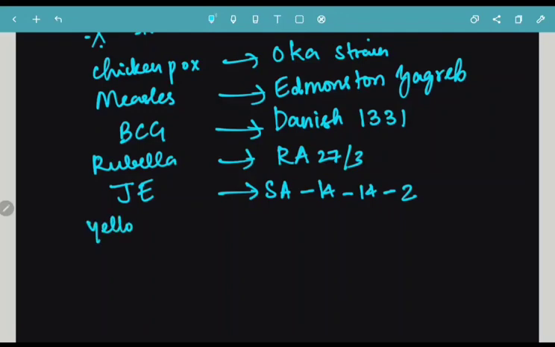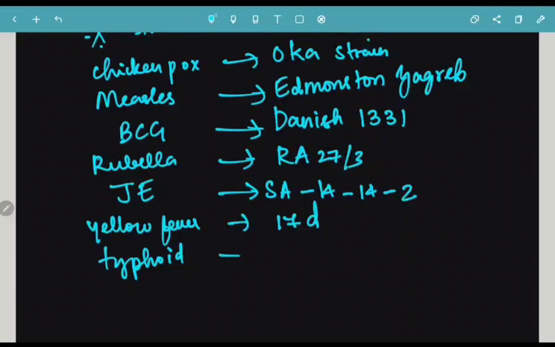Then in yellow fever, the 17D strain is used. For H1N1 you have the A7 California strain. That's not very important. In typhoid, what strain? In typhoid it's going to be the TY21A strain.